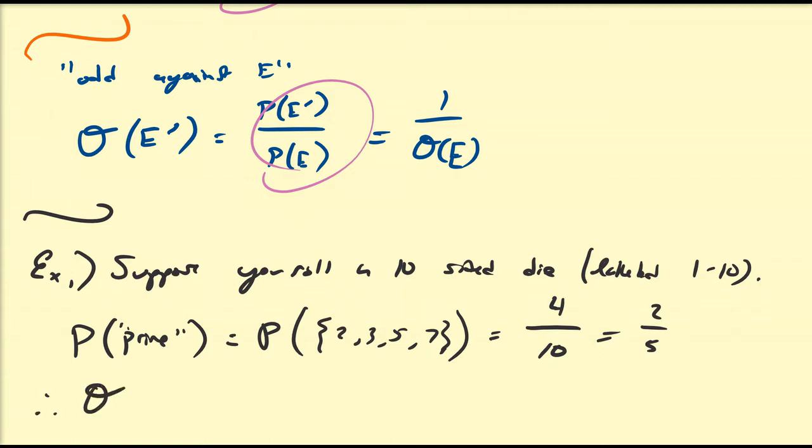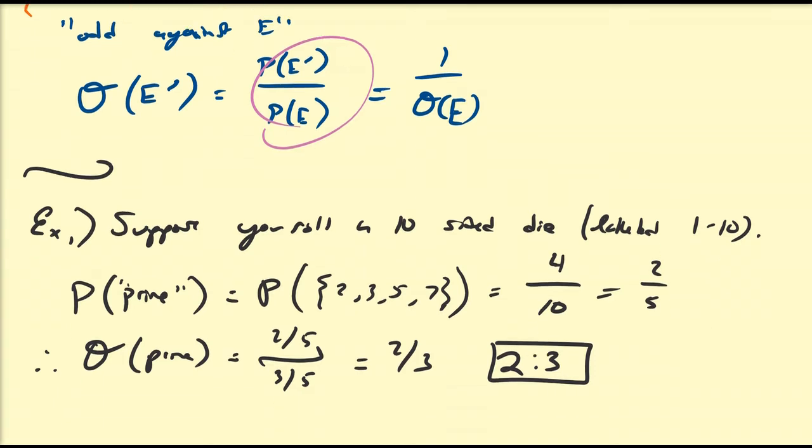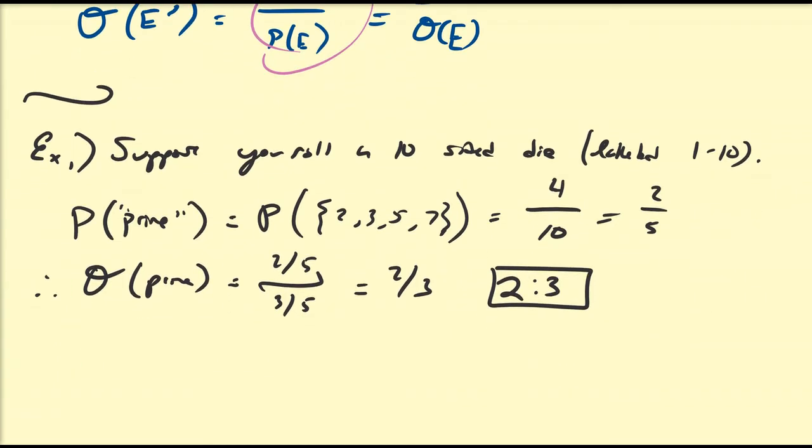So that means the odds in favor of rolling a prime number is going to be equal to 2/5 divided by the probability of not rolling a prime number, which is 3/5, which we can see is just 2/3. Some people will write this in ratio form as 2 to 3. So the odds in favor of rolling a prime number is 2 to 3. Let's work through another example that is going to be a little bit more fun.